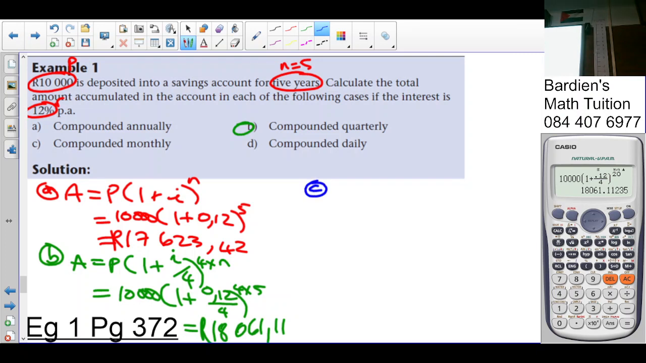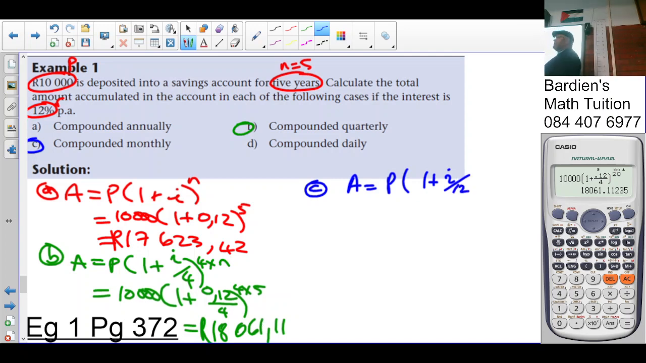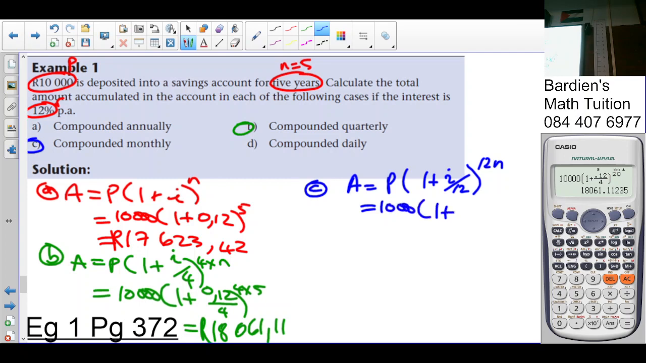C. Compounded monthly. So what do you think the formula will be then? A is equal to P into 1 plus I over 12. Why over 12? 12 months in 1 year. To the exponent 12 times n. You'll see me writing now, 12n and 4n and so on. Okay. You all agree with that? What's your P value? It's going to be 10,000 into 1 plus 0.12 over 12 to the exponent 12 times 5.